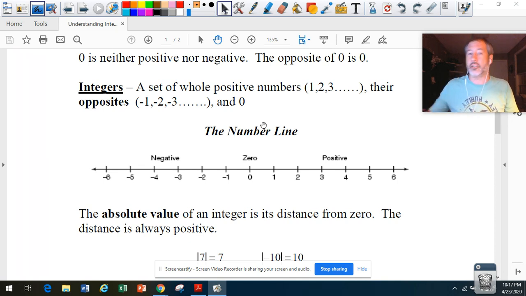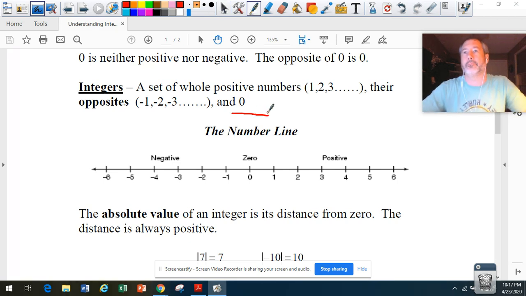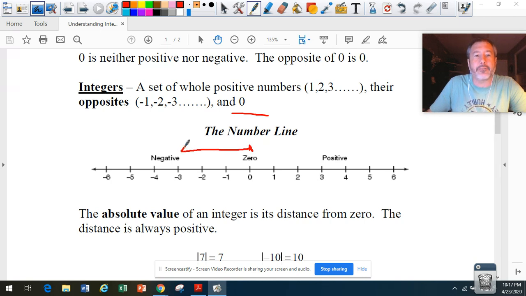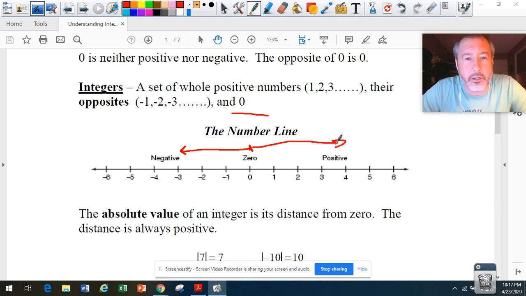And what is also an integer is, yes, you can see it here, our 0. If we look at a number line here, as you can see what I was just talking about before, this is our 0 point right here. Anything to the left of 0 is negative. Anything to the right of 0 is positive. So that's going to be very, very important.